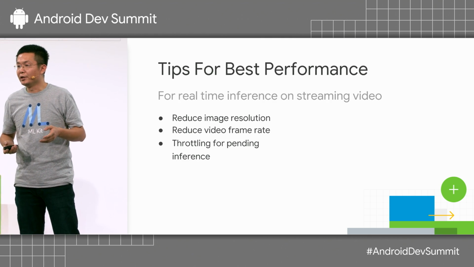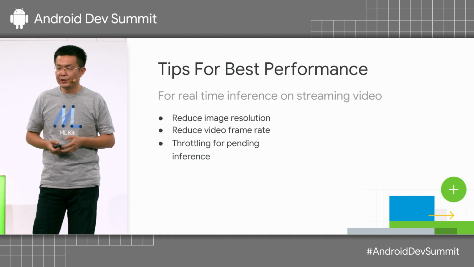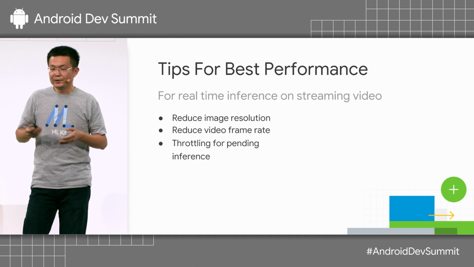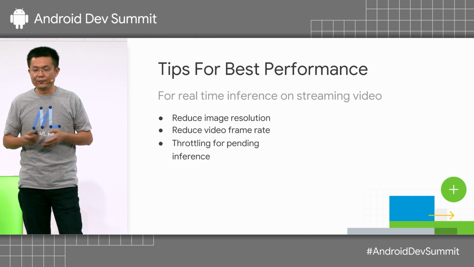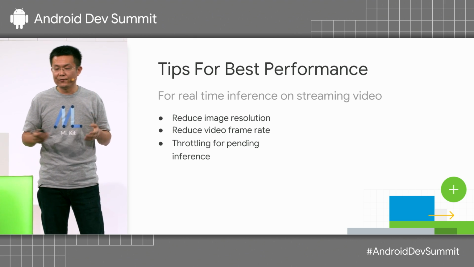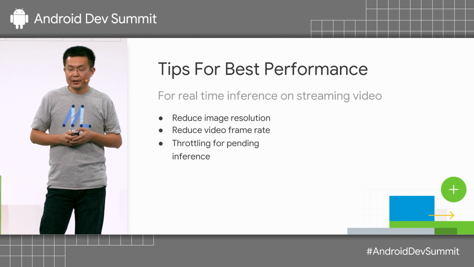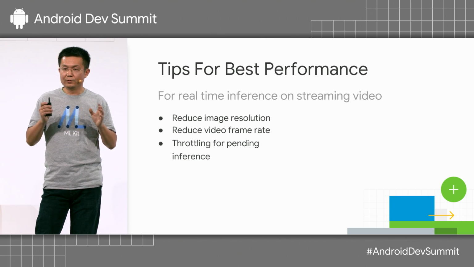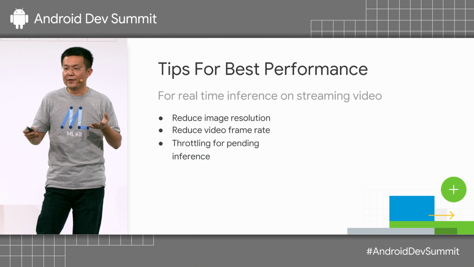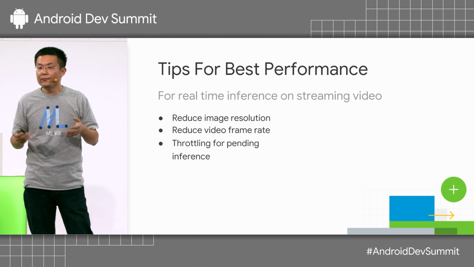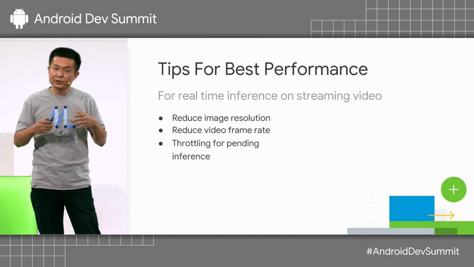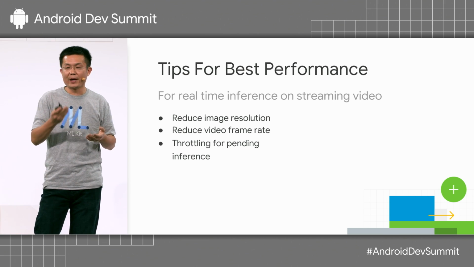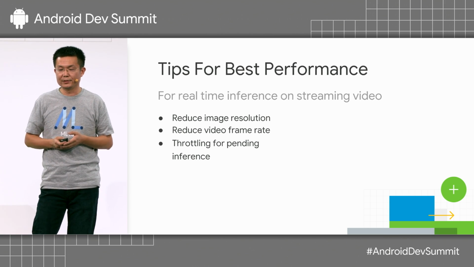We all know machine learning involves a lot of computation, so speed becomes really important. Here are some tips on how you could improve the performance, especially for real-time inference on streaming video. You can reduce the image resolution as well as the video frame rate to limit the amount of computation involved in doing the inference. When the current frame is being processed, you should also throttle incoming video frames to avoid any backup, which increases memory use as well as slows down performance.